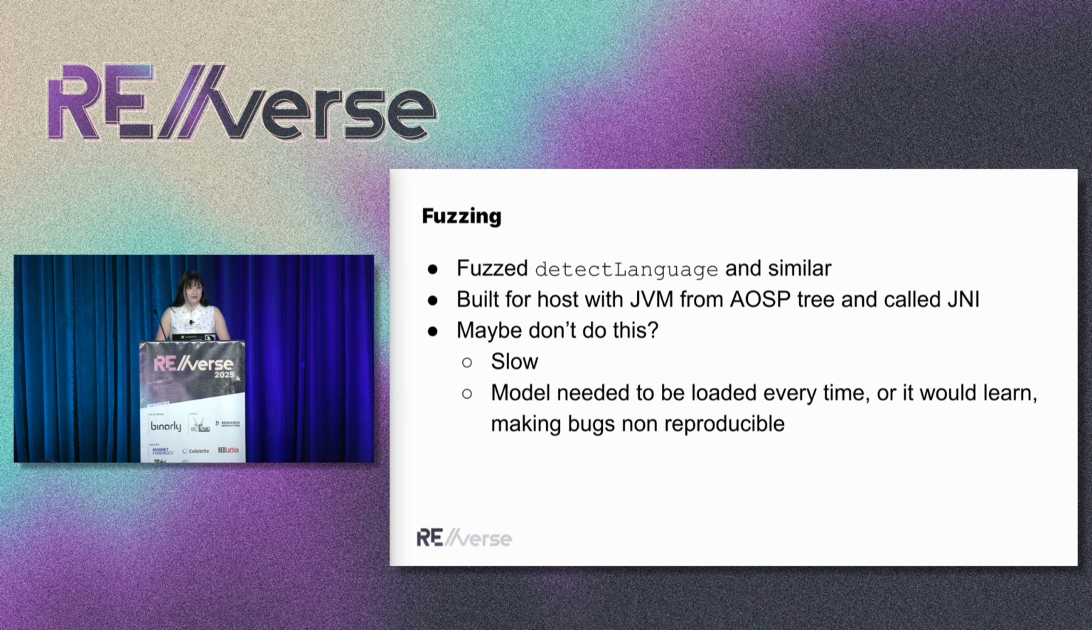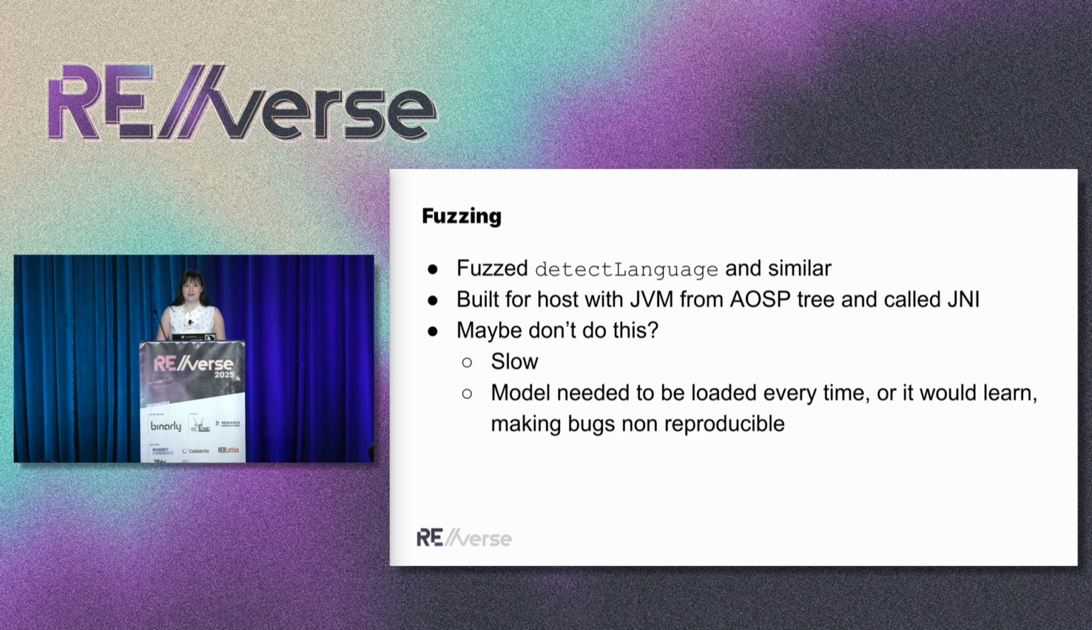So I thought, what if I fuzz them? So I built a little fuzzer for this. And I did this by building AOSP, and you can actually build it on Linux with a host JVM and run little command line applications on your host. And I did this, and I made it call into the JNI. And yeah, this was the worst fuzzer ever. It was a bad idea. It did not work. I would generally recommend not doing this.